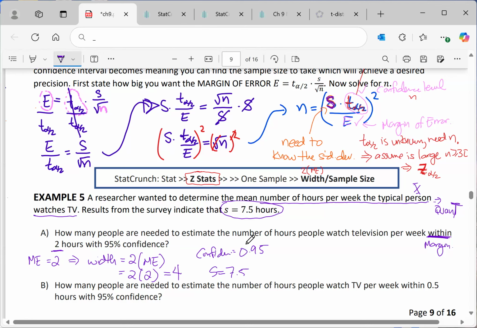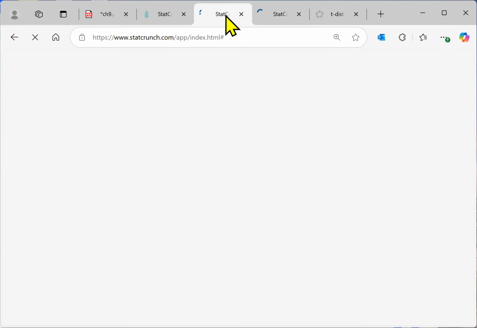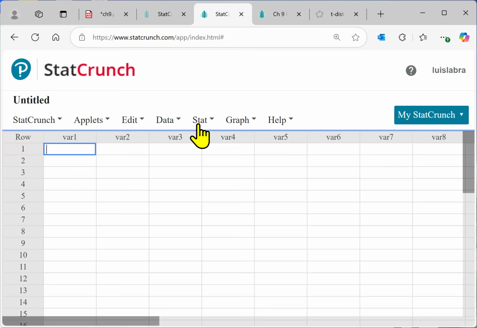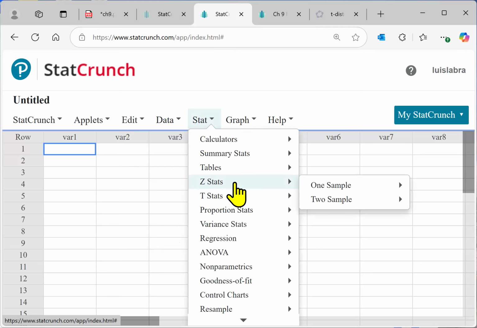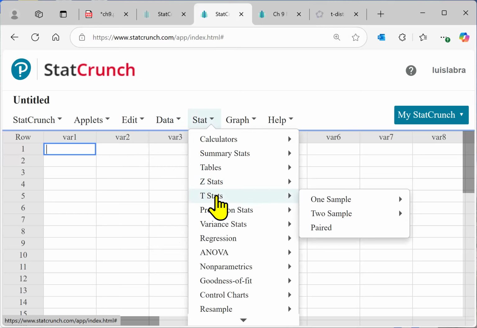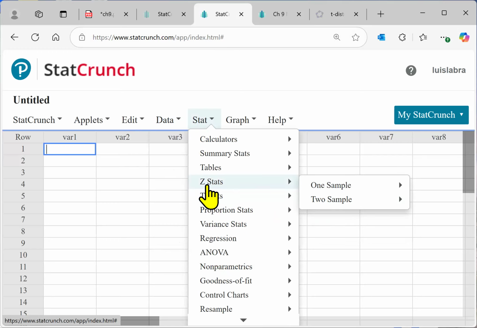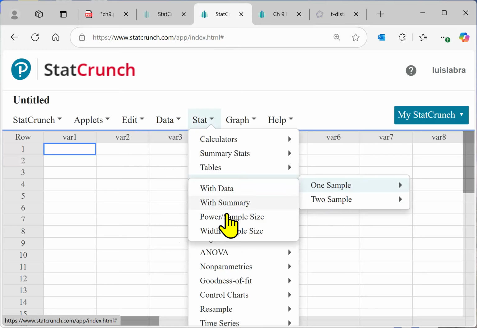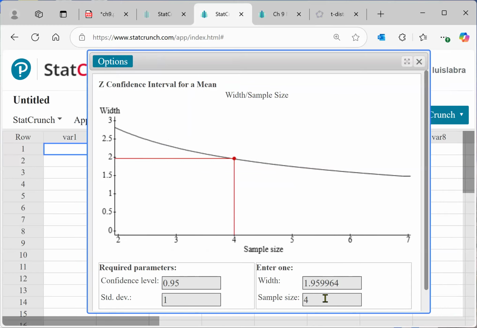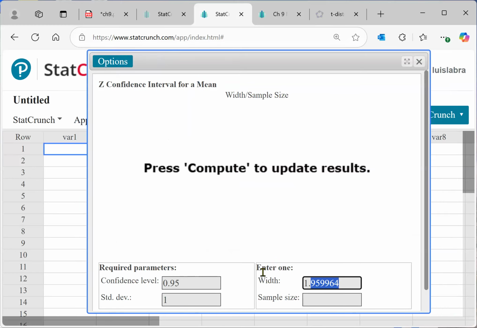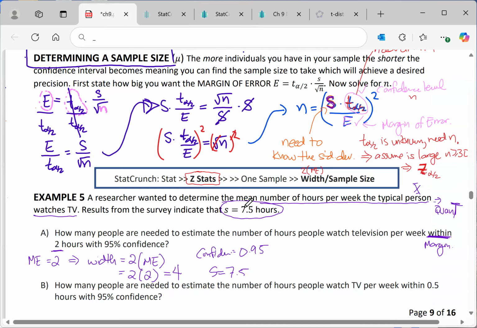All right, so let's go to StatCrunch. In StatCrunch, it is stats, Z stats. Please be careful because if you go to T stats, there is also a similar command, but you're going to be getting the wrong size. So I'm going to go to Z stats, one sample, and I'm going to select width/sample size. Make sure you delete sample size because we don't know that. The width was 4, confidence level was 95, and the standard deviation was 7.5.